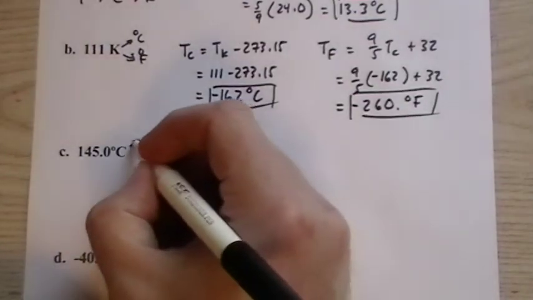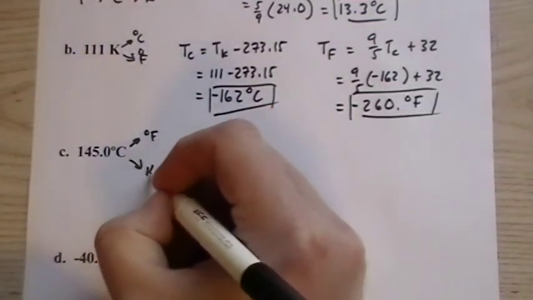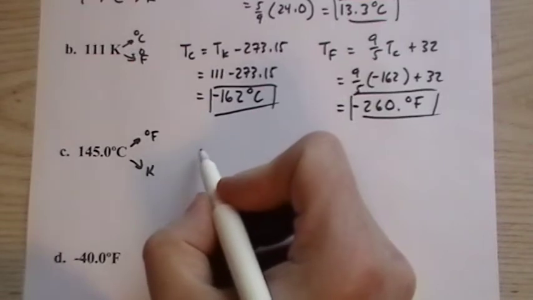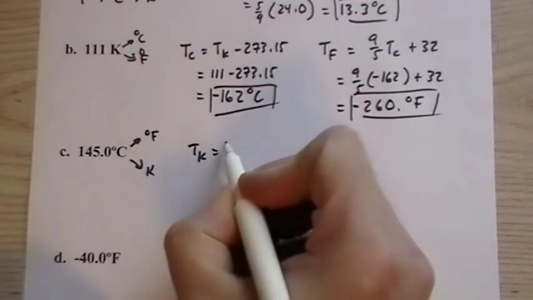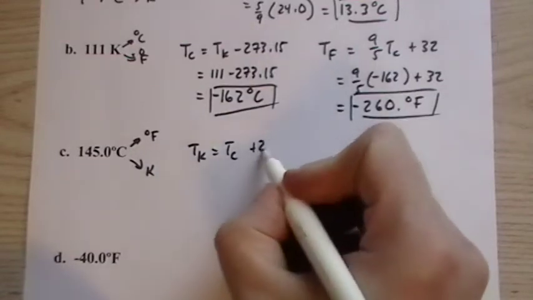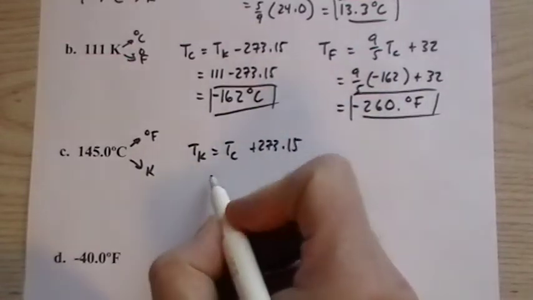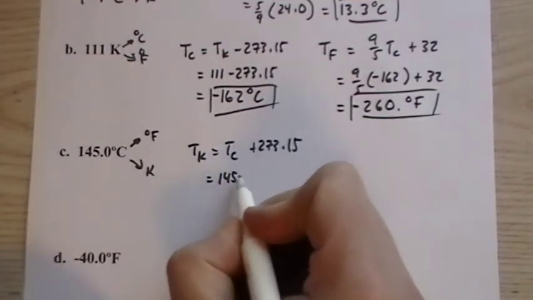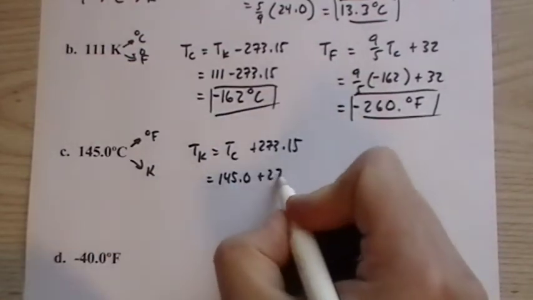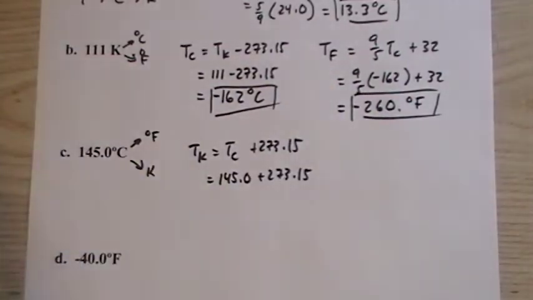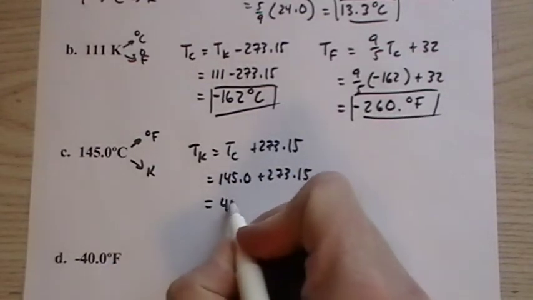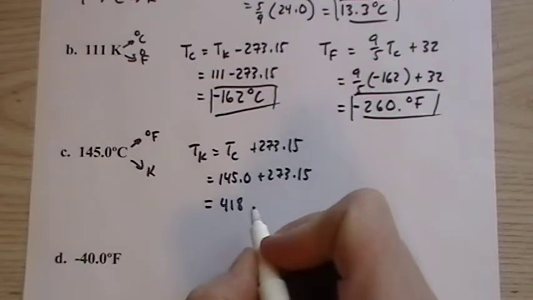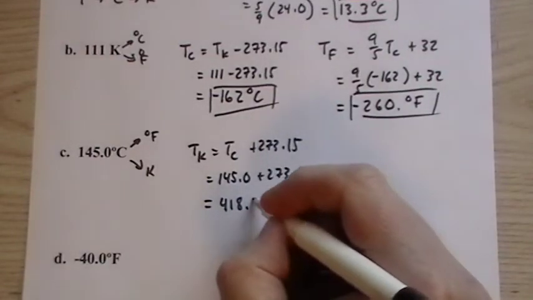Now we have to do the next one, 145 degrees Celsius, to Fahrenheit and Kelvin. So the Kelvin one we'll do first here. We have the Celsius plus 273.15. We have the tenths place here too, so it's good to have that 0.15 on the end. 145.0 plus 273.15, and this comes up to be 418.15, so we're going to round that to 418.